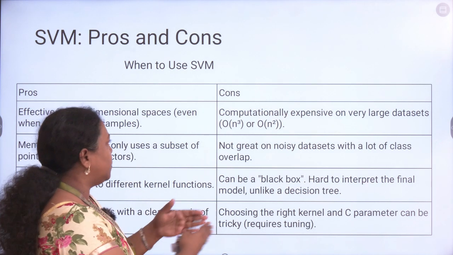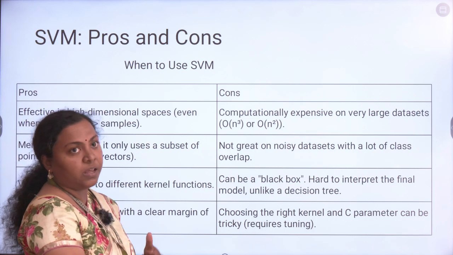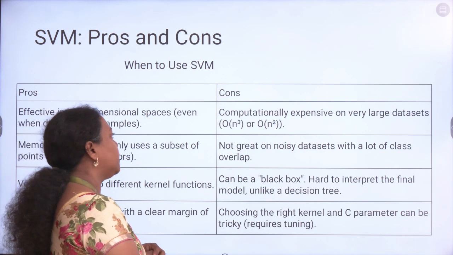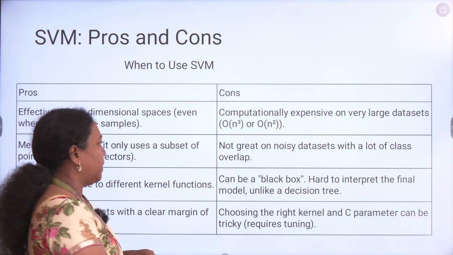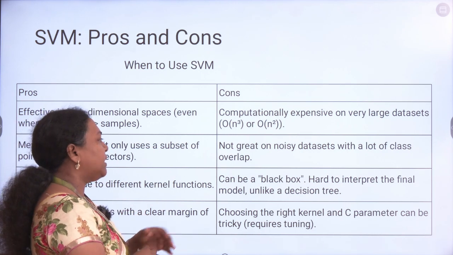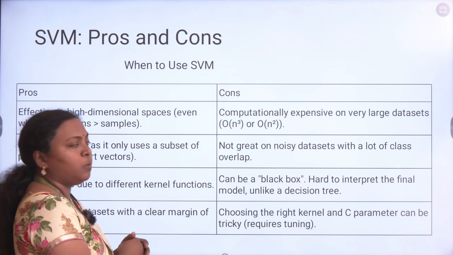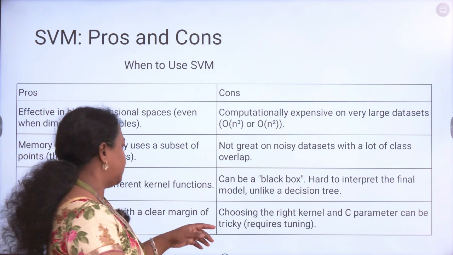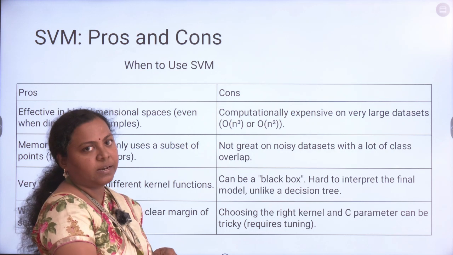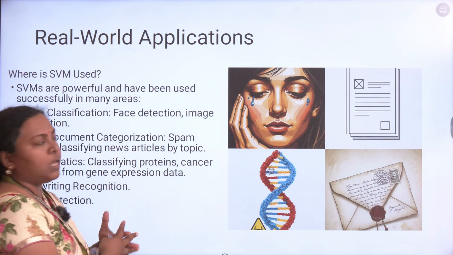So what are the drawbacks? Computationally it is very expensive, and for large data sets it is even higher, so it is O of n cube or O of n square. It is not great for noisy data sets. It can be a black box, so it is very hard to interpret the final model, unlike a decision tree. Choosing the right kernel and C parameter is very tricky and requires tuning.